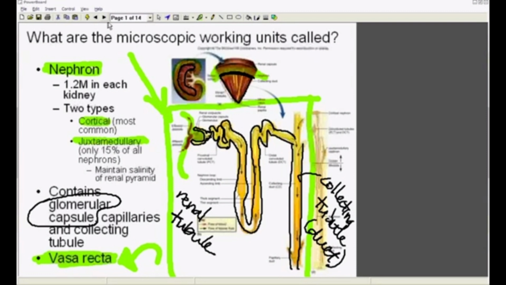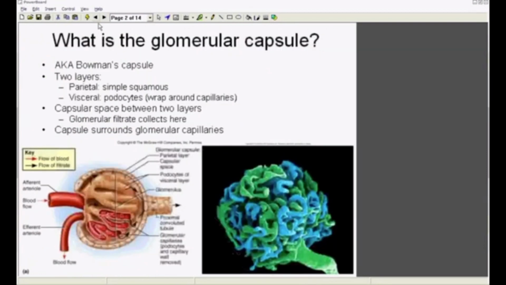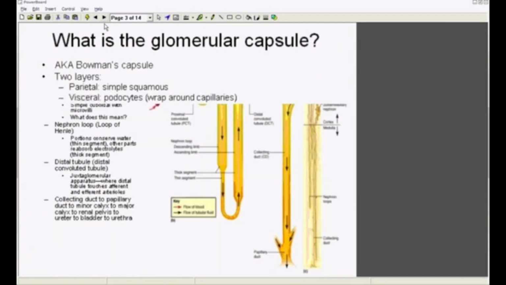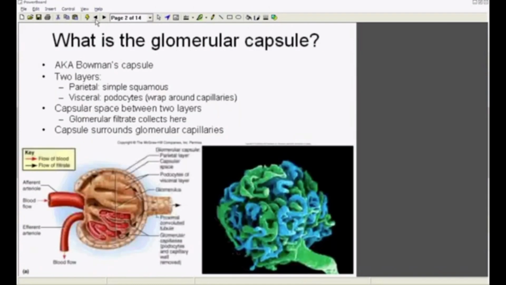Now, I want to take a while here and look at the nephron, all these pieces and parts that make up the functional unit of the kidneys, and go through them one by one. We're going to start here in this region with that glomerular capsule. In old textbooks, you will see the glomerular capsule referred to as Bowman's capsule because a guy by the name of Bowman first described it.